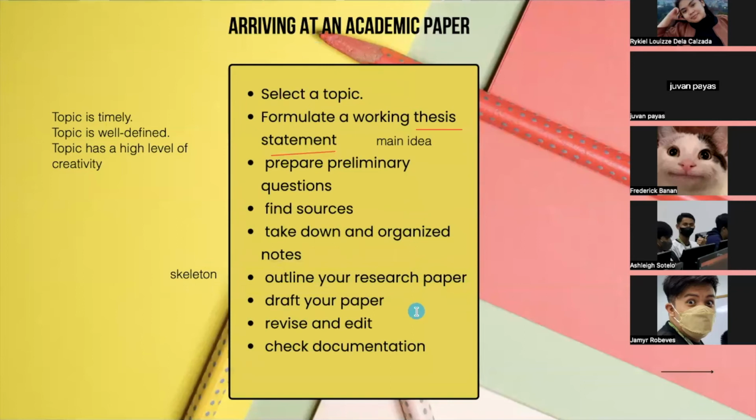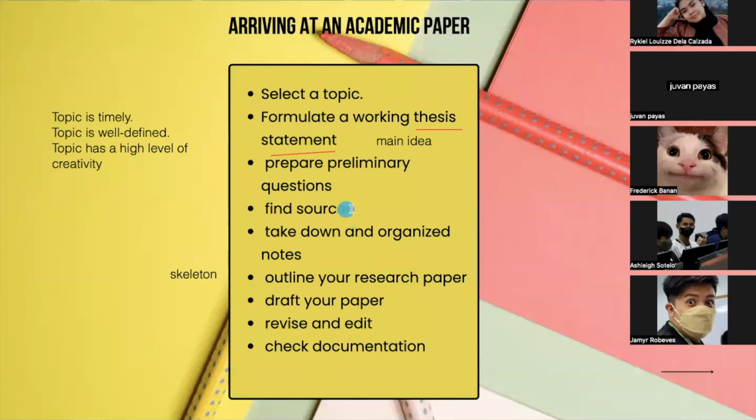Next, draft your paper. Of course, you are now beginning to make the paper itself. First draft. Then after making your draft, you are to revise and edit. It's self-explanatory. Read again, check. You have to revise, edit, check for grammatical errors, spelling errors, punctuation errors, all these things. And lastly, check documentation. This is now the citation of your sources.